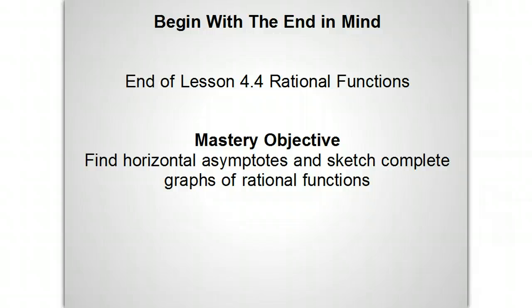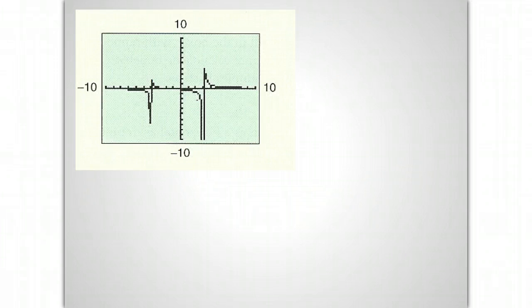This video lesson is titled Begin with the End in Mind, which is a good habit of people that plan ahead, but the title comes from the fact that we're talking about end behavior of rational functions with this lesson. It's the second half of lesson 4.4. Mastery objective is to find horizontal asymptotes and sketch complete graphs of rational functions.